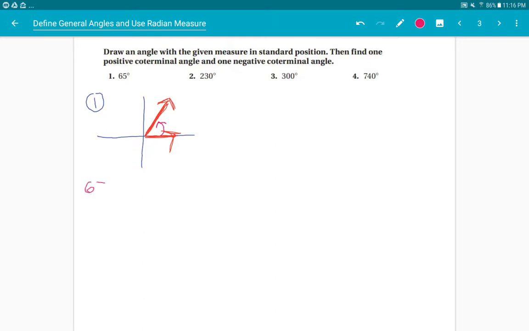Then it says find one positive coterminal angle and one negative coterminal angle. So 65 plus 360 gives me 425. That's going to be one positive coterminal angle. And then 65 minus 360 is negative 295. So there is one negative coterminal angle.